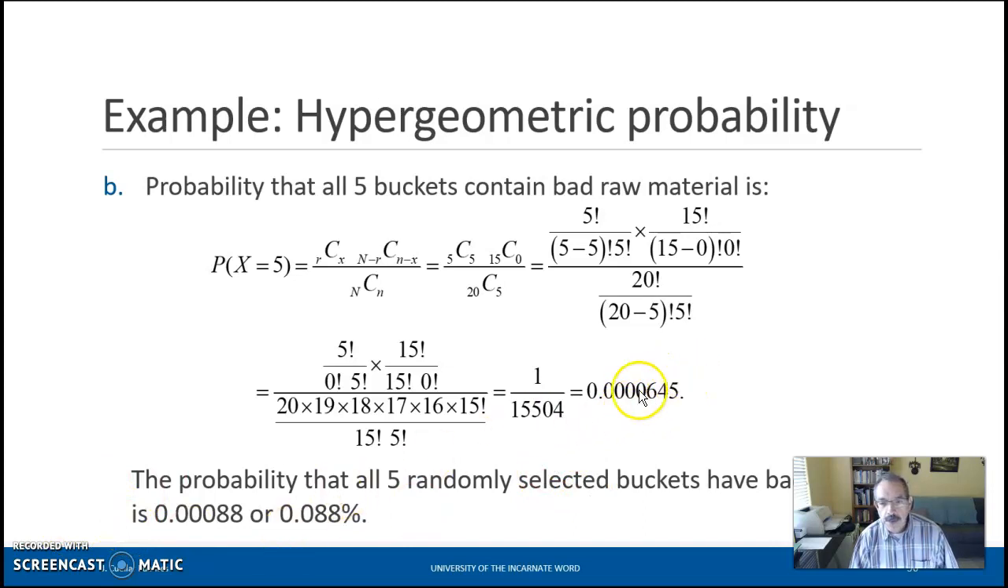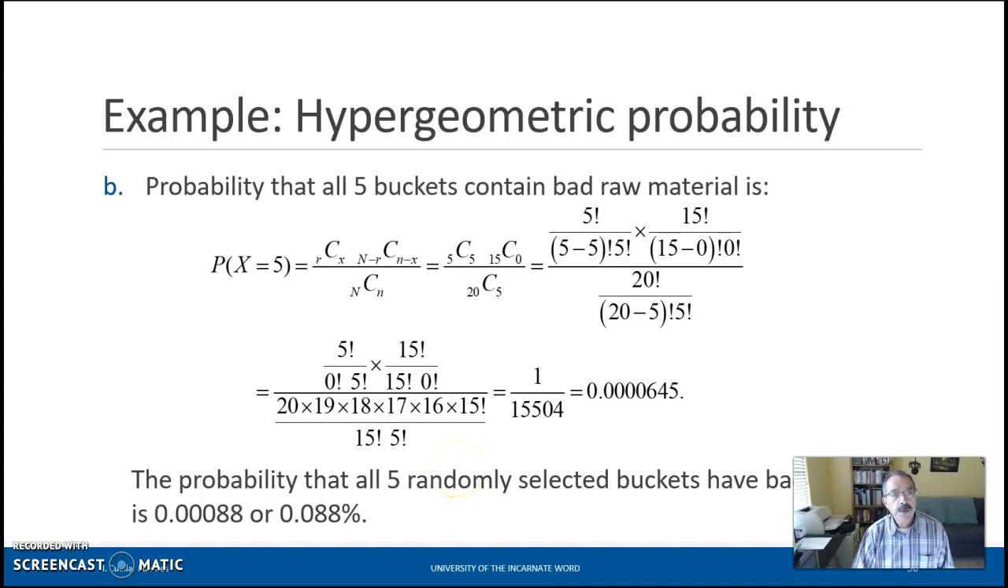And I just realized I have a mistake here. This should be 0.0000645 or 0.00645%. I will correct these numbers and repost the slides. Sorry, I didn't realize I made that mistake. I will correct this number so that when you do the calculations yourself, you will find the correct number.